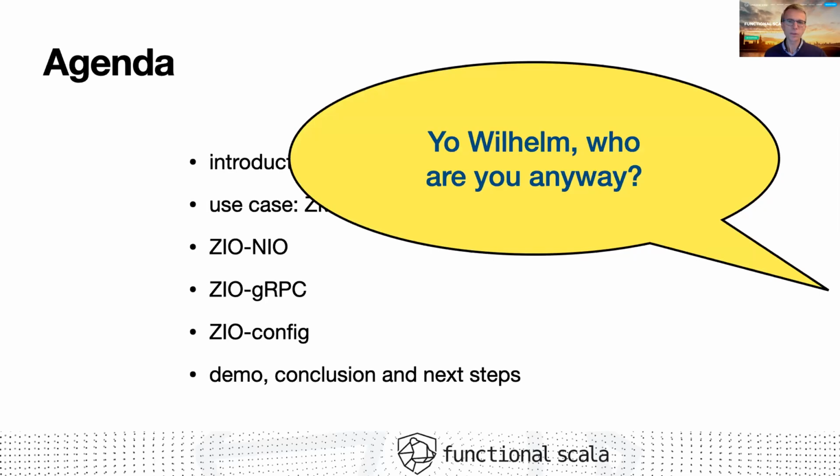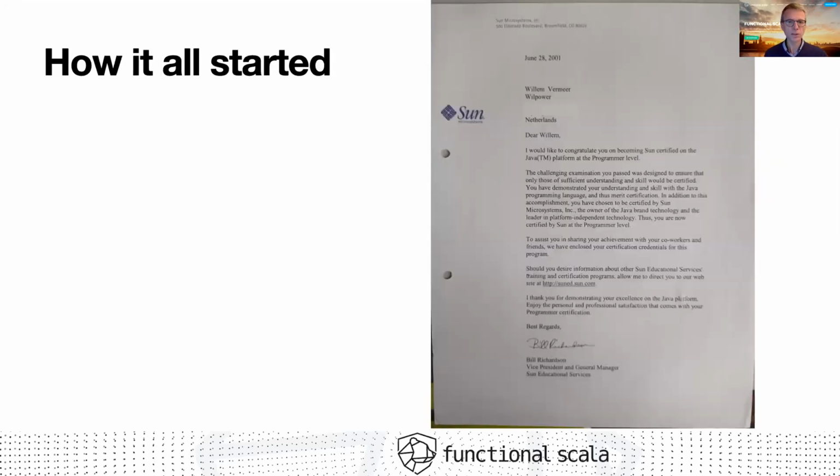But before we move on, let me tell you a little bit about myself. You know my age, so that's a good start. But it really started back in 2001 when I received this letter from Sun congratulating me on becoming a certified Java programmer. I attended Daniel's talk earlier this afternoon about how hard it is to unlearn certain things for Java programmers. Well, I've been through that.